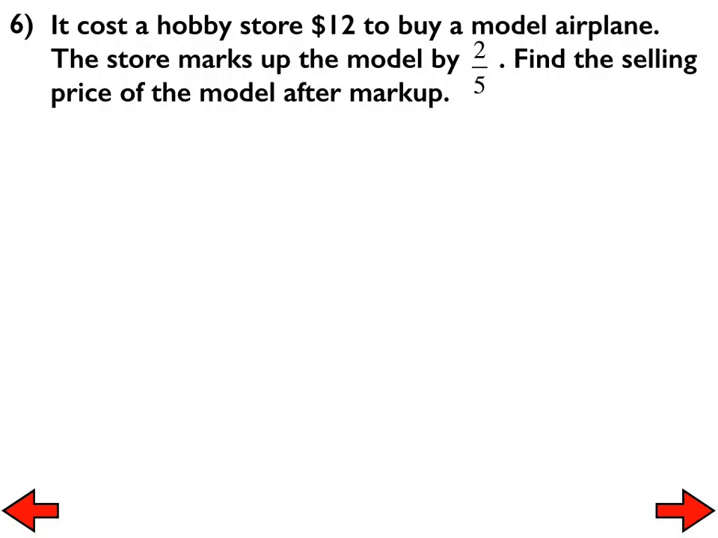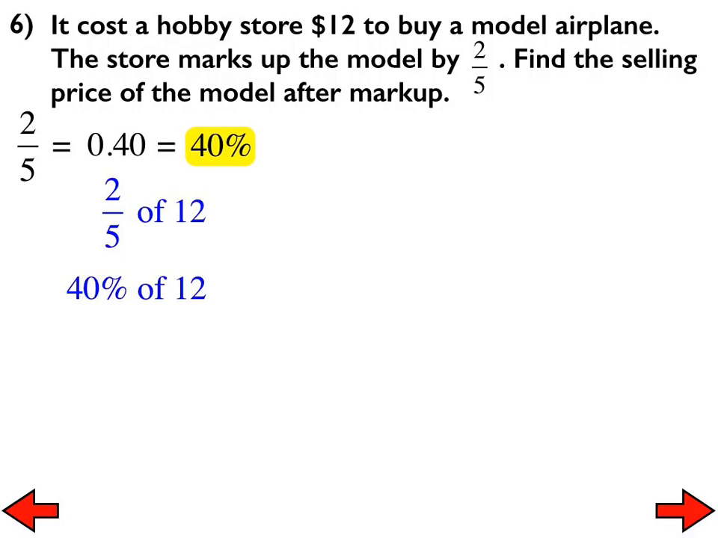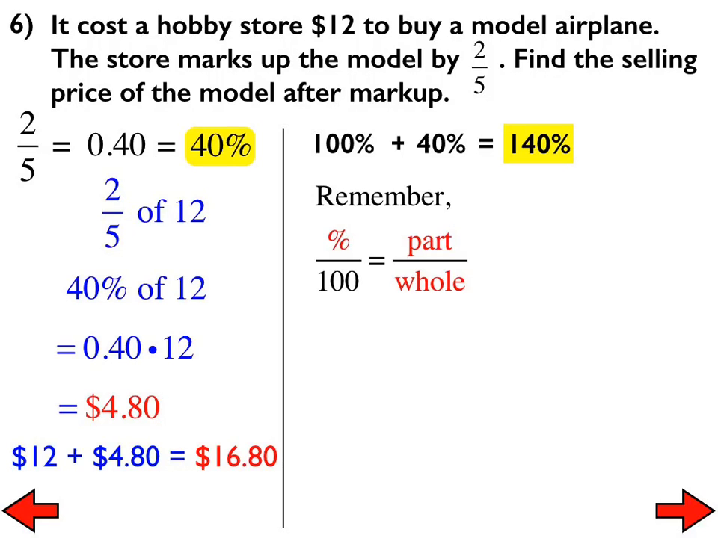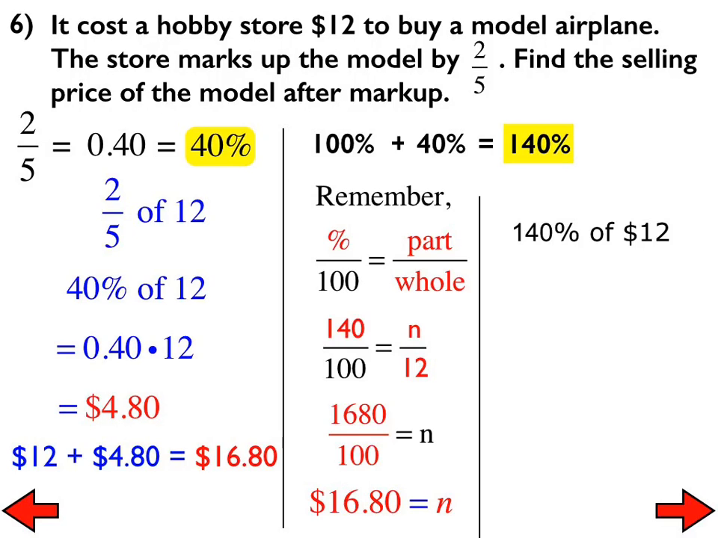All right, number 6. It costs a hobby store $12 to buy a model airplane. The store marks up the model. That's an indication right there. They're marking it up. You are increasing the price by, in this case, 40%. So the long way, find the 40% of the $12 and add it back on. So that gives us $16.80. If we're marking it up 40%, that means we're actually paying 140%. And as a proportion, it would look like this. Or the fastest way, 1.4 times 12. But regardless, we should get $16.80. Any questions about any of these methods?